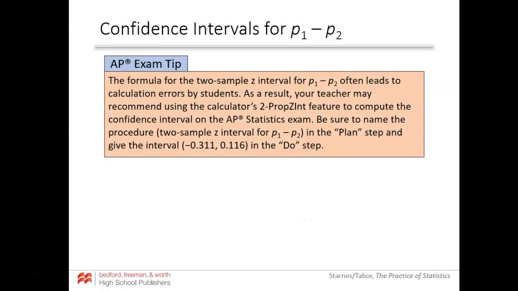So the formula for the two-sample z-interval often leads to calculation errors. So your teacher is going to recommend your calculator's use of the two-proportion z-interval. Be sure to name the procedure, so two-sample z-interval for p1 minus p2, and then give the interval in the do step. So you don't have to go through all the calculations.